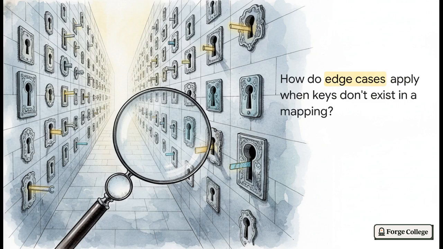But before we go, I want to leave you with a quick question to chew on. We know how to handle missing items in an array now, but how will these exact same edge cases apply when keys don't exist at all in a mapping? I'll let you think about that one.